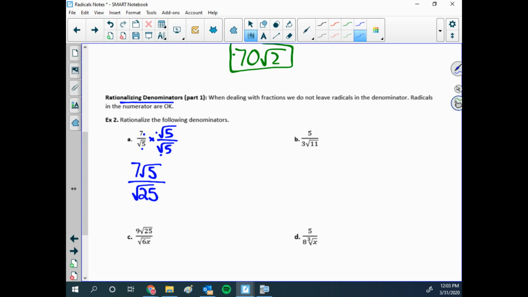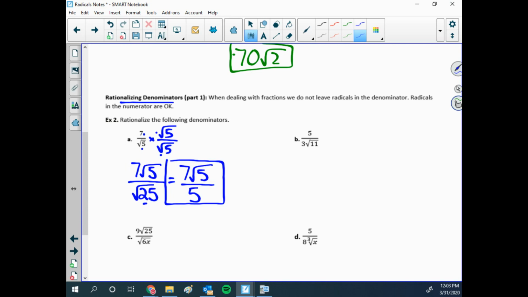So when I simplify that further, the numerator 7 root 5 just stays as is. But the square root of 25 is 5. So I have successfully what we would call rationalized the denominator. And that answer cannot be simplified any further.